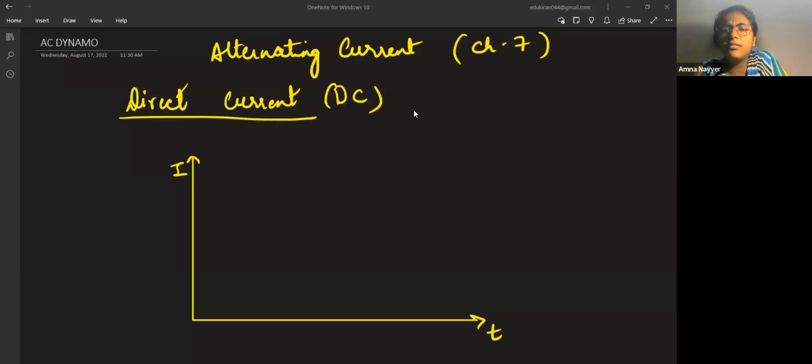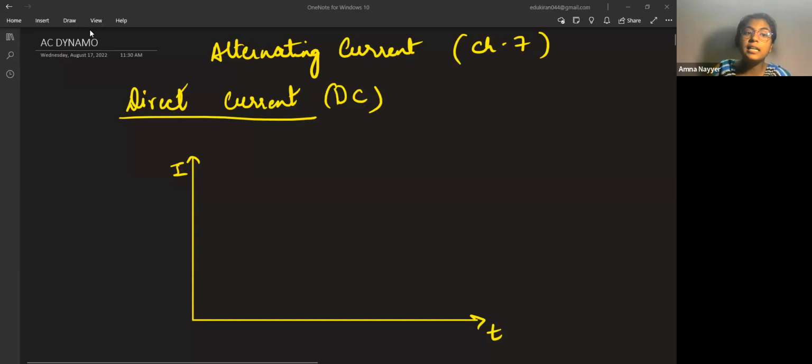And this is a different case. It can happen that once a value you have fixed, it remains throughout the circuit. So many questions we practiced where we had chosen only one value of current. Most of the questions, I think rarely there was a question where your current increased to a certain value or decreased. Most of the time, the current's value was given like this. So that is a direct current.